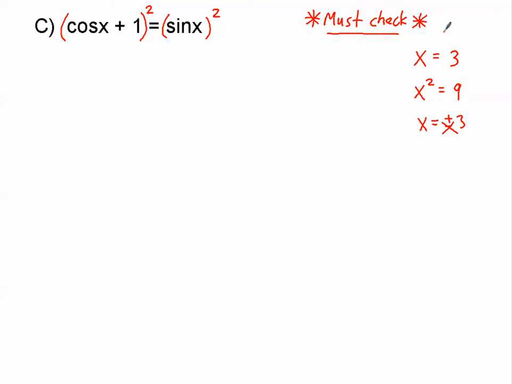Okay, so let's square. So this is a cosine plus 1 times another cosine plus 1. There's no way of getting around the fact that we have to FOIL. And this is just a sine squared. I can do that one pretty fast. Let's go ahead and FOIL this one. First, outer, inner, last. We get cosine times cosine is cosine squared. The outer terms are one cosine. The inner terms are another cosine. So there are two cosines in the middle. And the last terms are a 1.